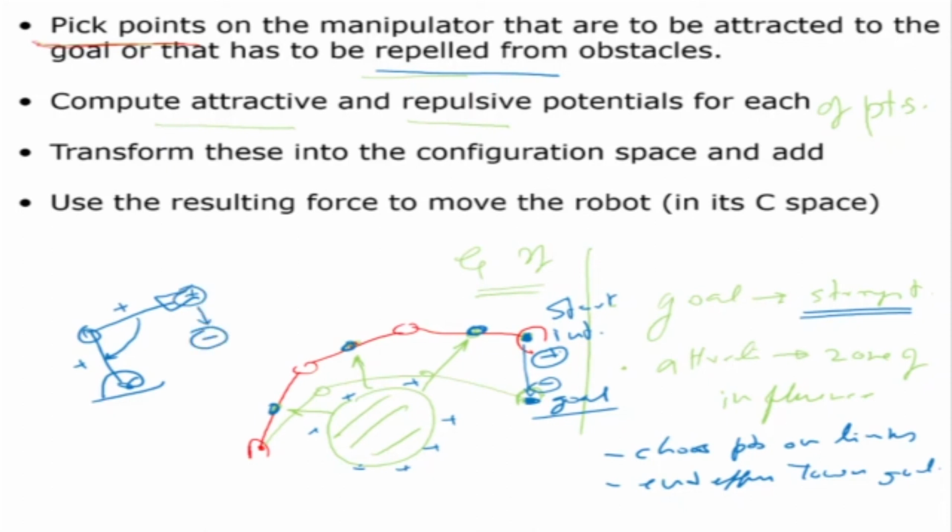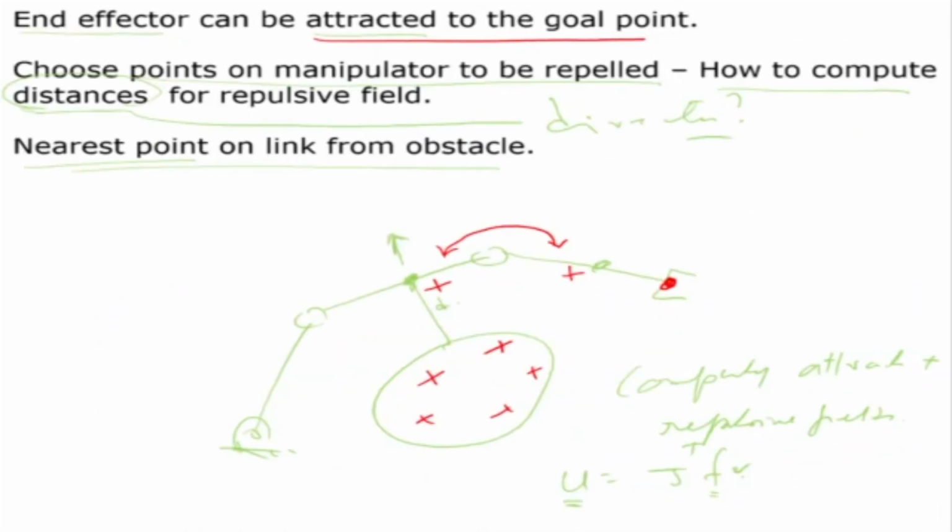Okay, but there's an obstacle here. So link 1 and link 2 will start repelling each other also. Okay, because it can happen the link can also hit itself. So one link is an obstacle for the other link. So this is how we basically do path planning for serial manipulators.